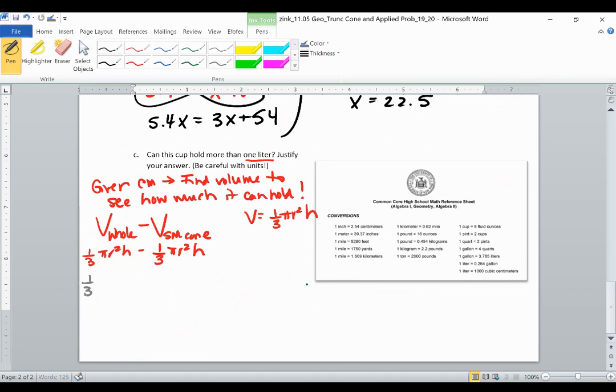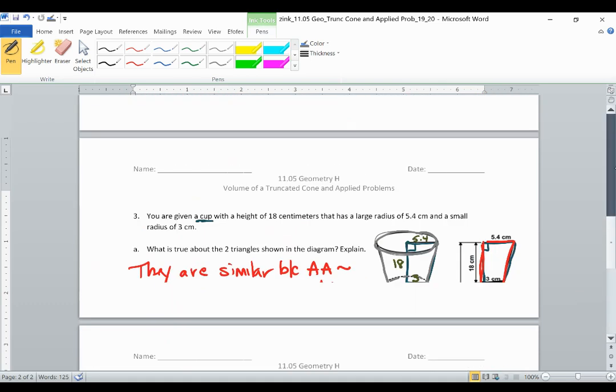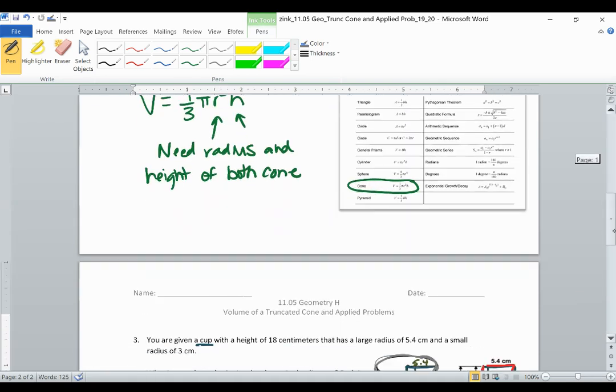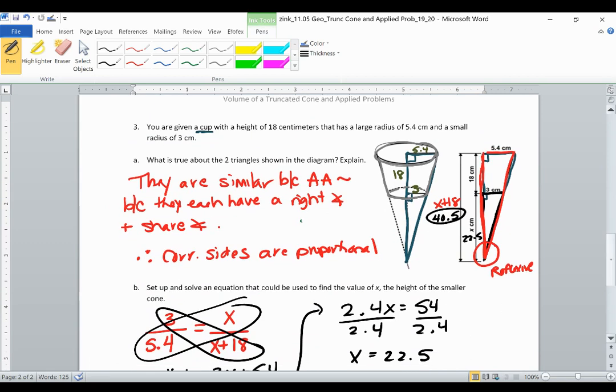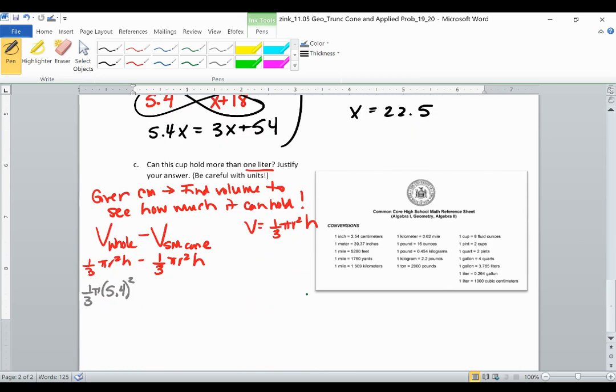So I have 1/3 pi times 5.4 squared. And the height of my entire cone, I just found when I added, sorry for all the scrolling, the x to 18 right here. That gave me the length of that entire height of the cone, which was 40.5. And so I'll sub that in.